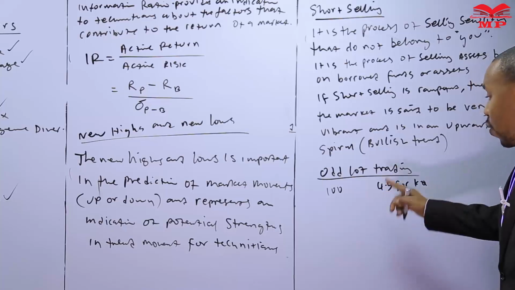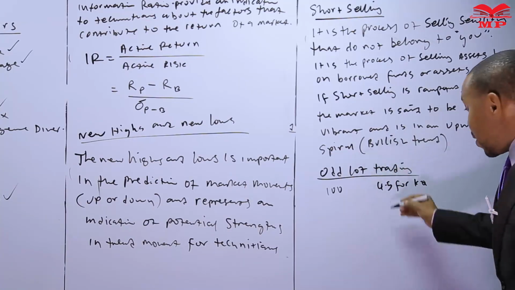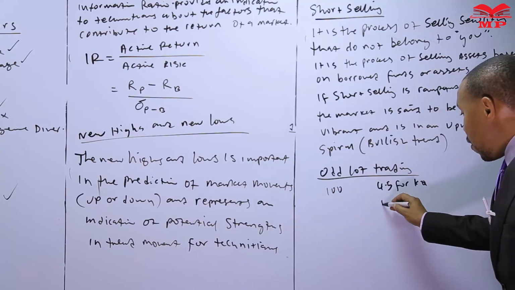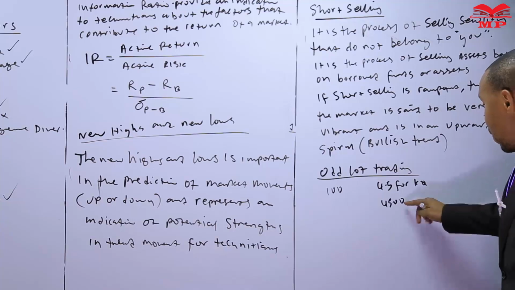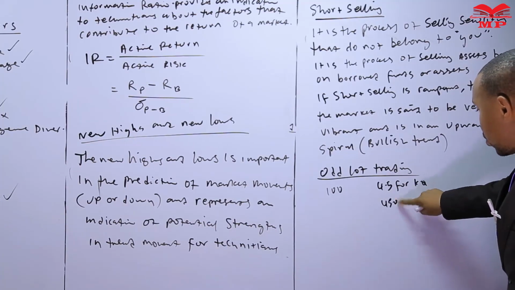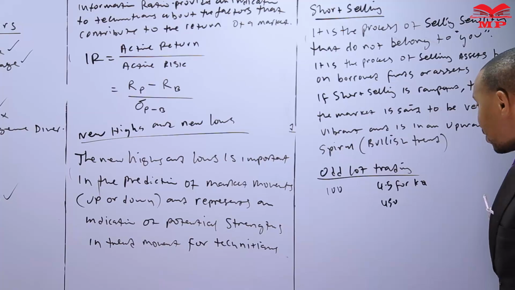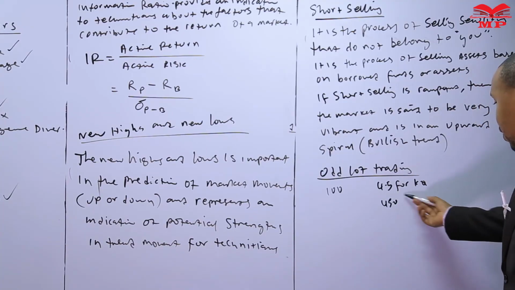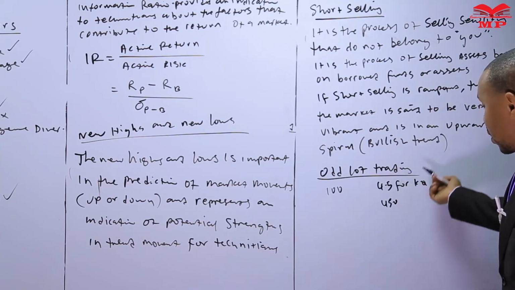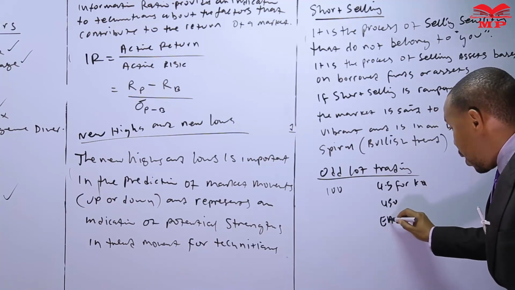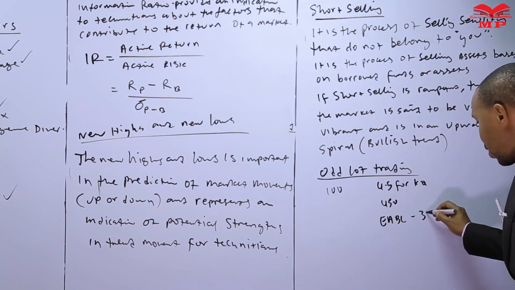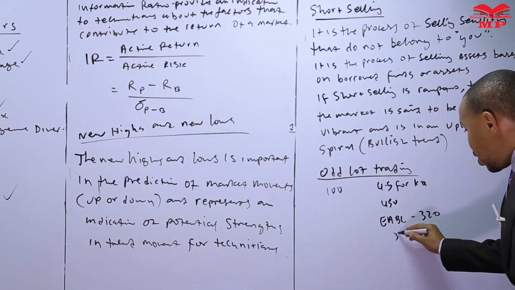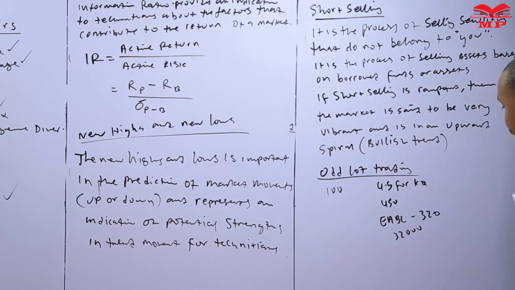So that means the minimum you can buy in the main market segment is 4.5 times 100, so you must spend 450 to be able to buy 100 shares. For companies like EABL or East Africa Breweries Limited, which are going for maybe 320 shillings, you must come with 32,000 so that you can buy 100 shares there.